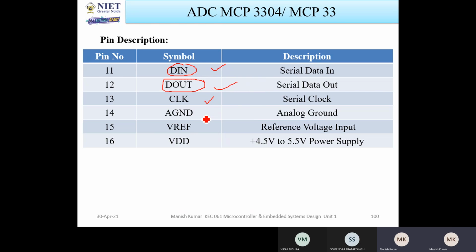Clock. AGND is called analog ground. V reference is called reference voltage input, and VDD is called supply voltage, that varies from 4.5 volt to 5.5 volt. But 5 volt is a good voltage level for these ICs.